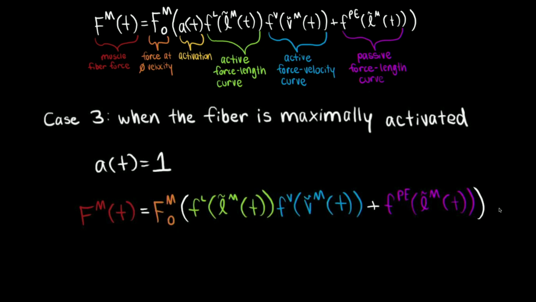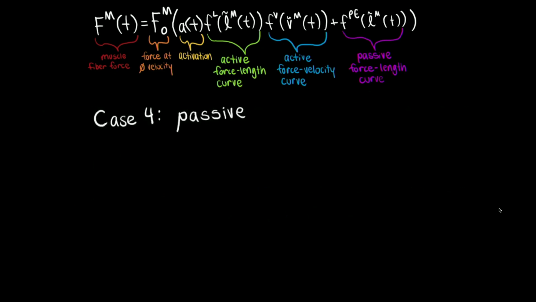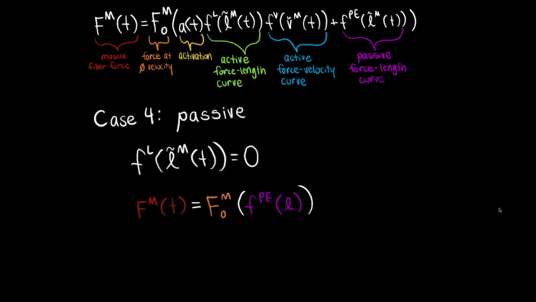Our last case is the passive case. The passive case is the opposite of the optimal fiber length, since the active force is at its minimum and the passive force is at its maximum. The active force from the force length curve becomes 0, meanwhile the passive force becomes 1. The equation simplifies as seen on the screen.